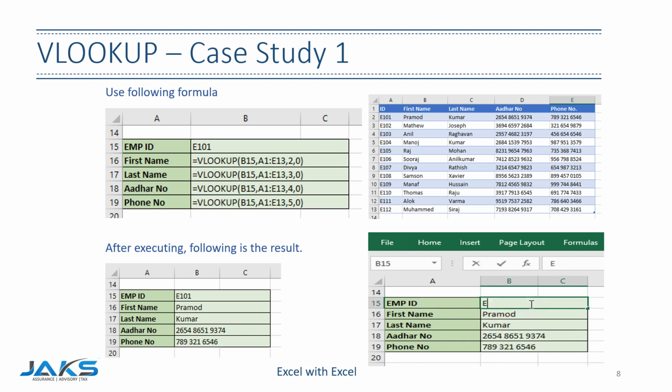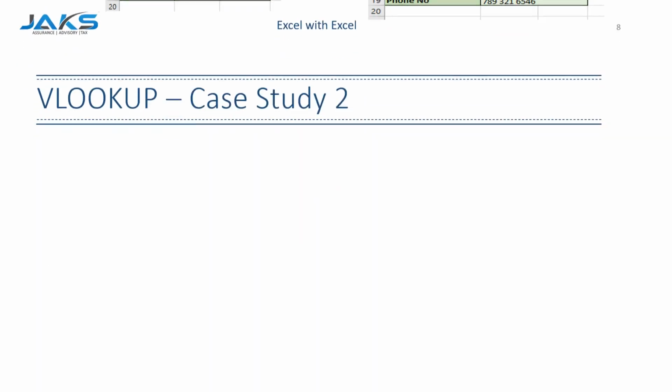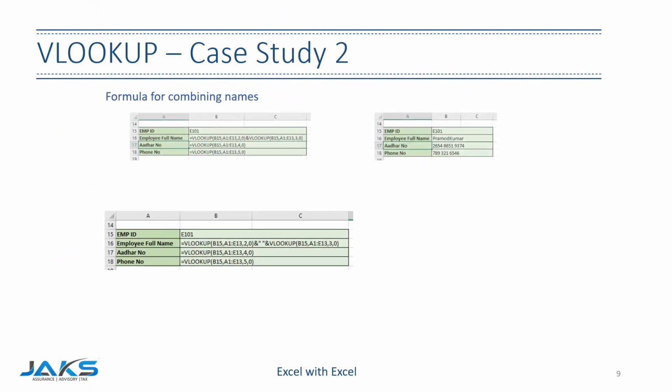Now, you can see that whenever you change the employee code in cell B15, corresponding data in cells B16, B17, B18 and B19 also will change automatically. The earlier case study looks good.